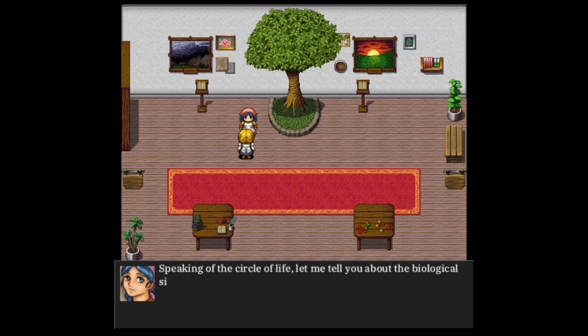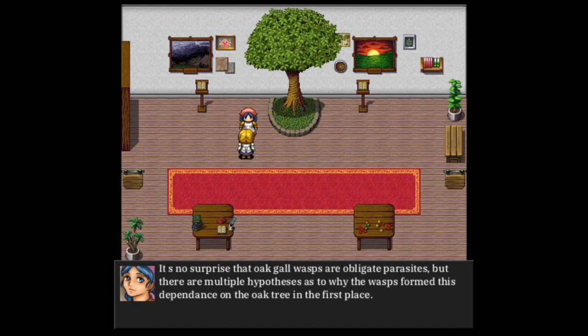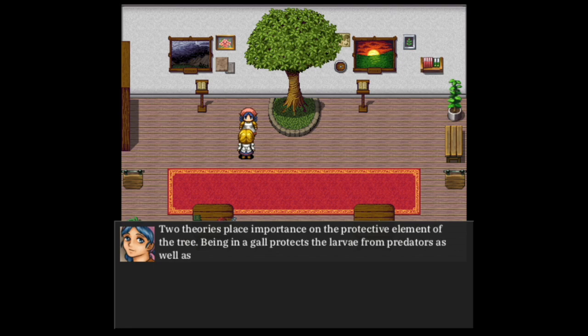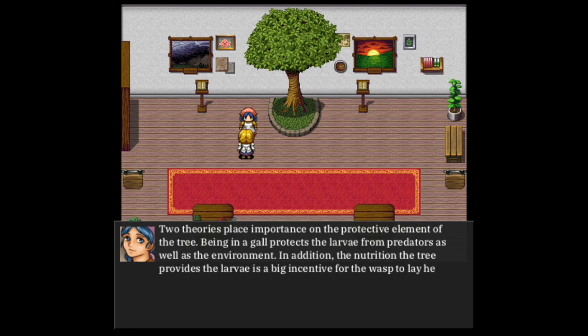Speaking of the circle of life, let me tell you about the biological significance of these beautiful oak galls and how they fit into our ecosystem. It's no surprise that oak gall wasps are obligate parasites, but there are multiple hypotheses as to why the wasps form this dependence on the oak trees in the first place. 2 theories place importance on the protective element of the tree. Being in a gall protects the larva from predators as well as the environment. In addition, the nutrient the tree provides the larva is a big incentive for the wasp to lay her eggs there. These hypotheses are valuable in our understanding of gall formation.